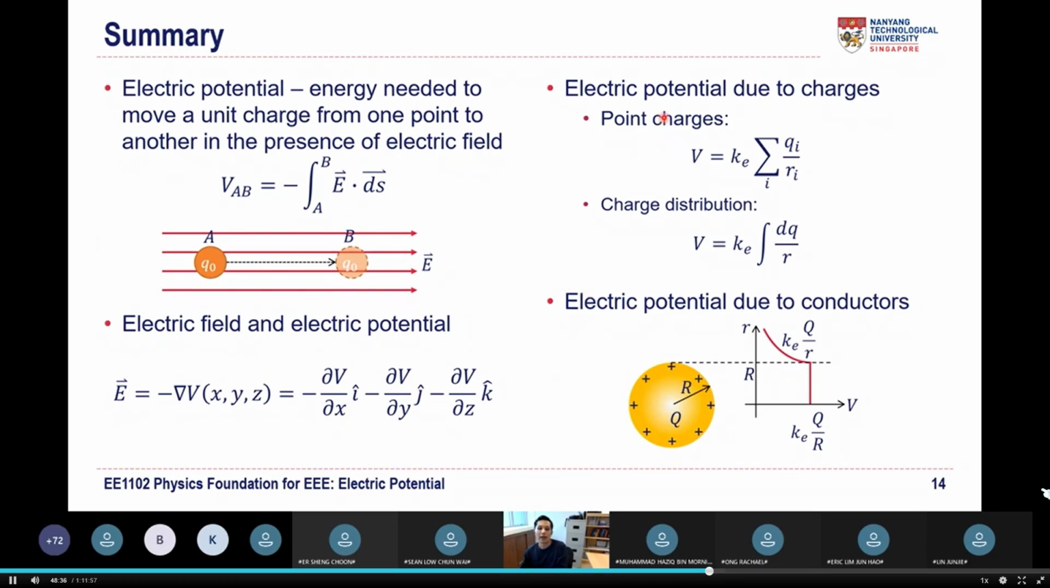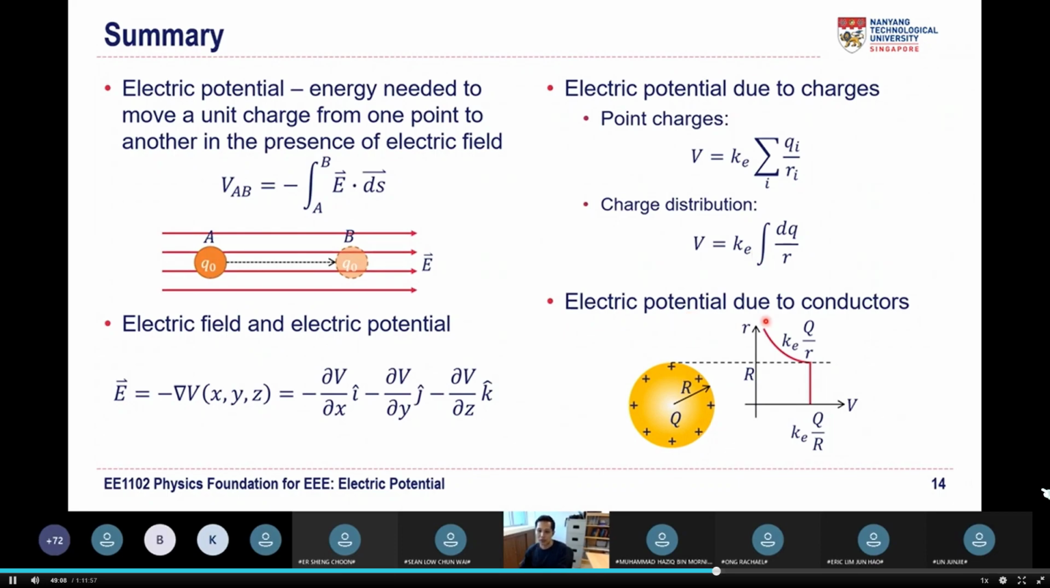Okay. And electric potential due to many charges: for point charges, you take the sum, and for charge distribution, you take the integral. Okay, they are in fact equivalent, where this one is just discretely adding everything together, whereas this one is continuously adding very small elements, which is the very definition of integration, right?